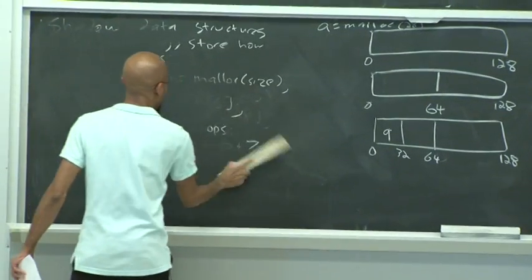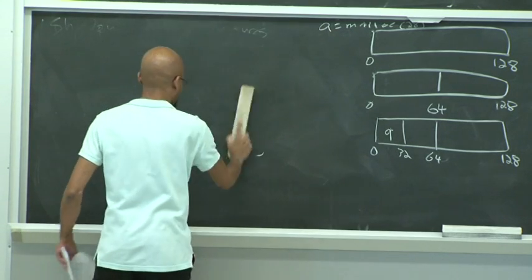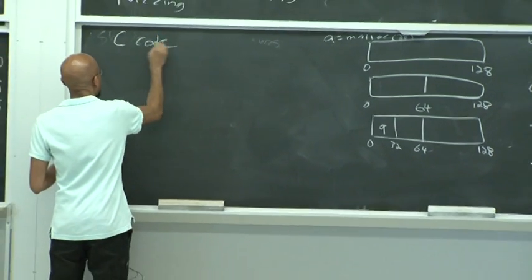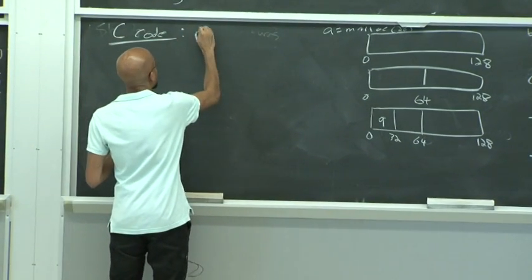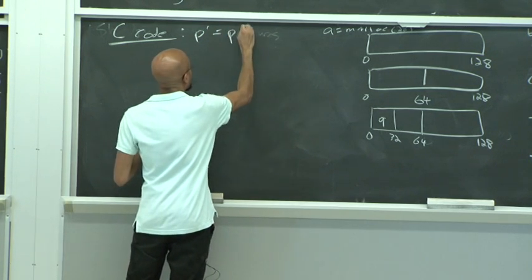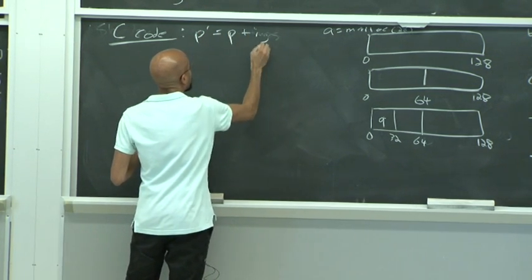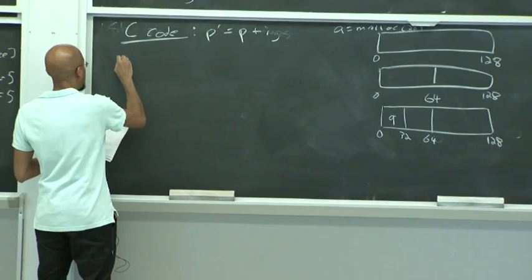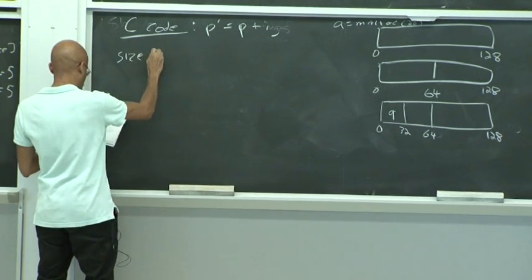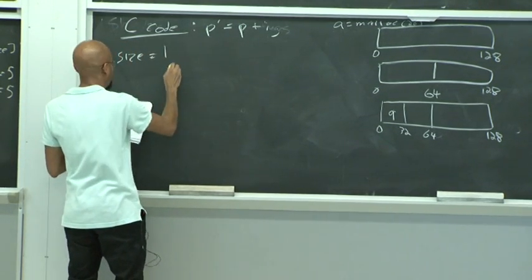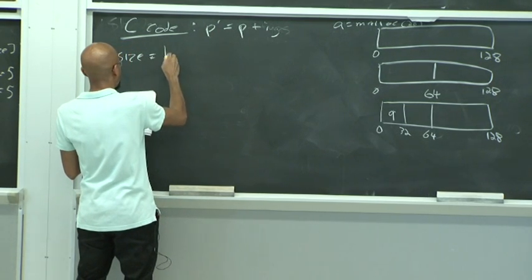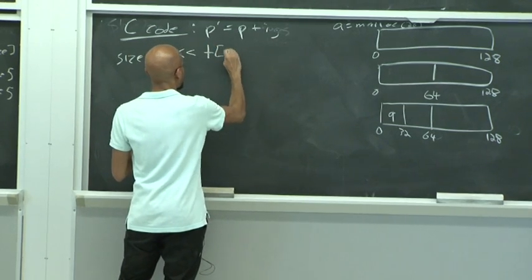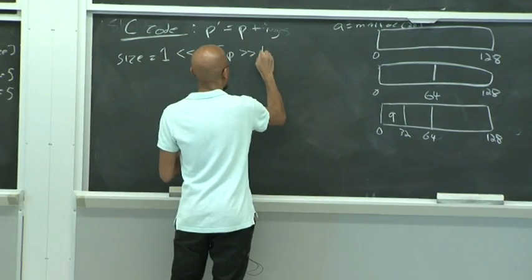So armed with the bounds table stuff, what happens if we have C code that looks like this? You have a pointer, p prime, that you derive from p, and you add some variable i. So how do you get the size of the allocation belonging to p? Well, you look in the table using this lookup here.